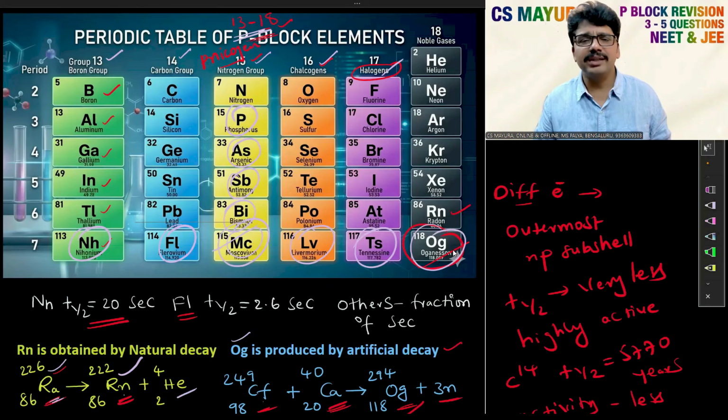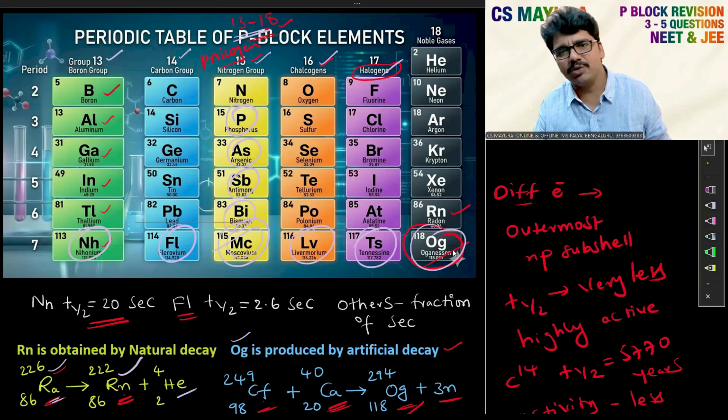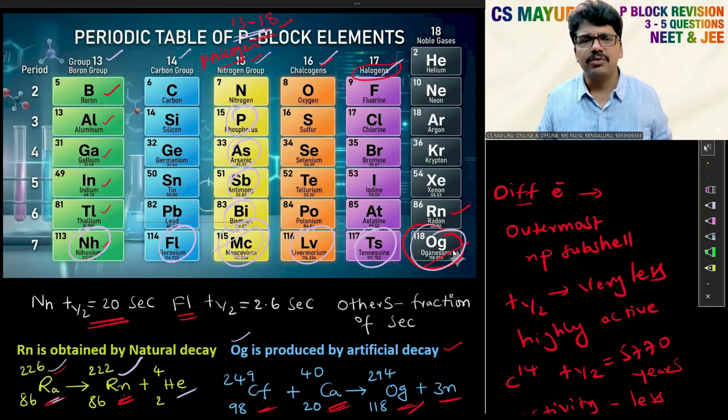But the elements whose half-life is very high, their activity is less. I mean, their radioactivity is very less, and they are harmless. They don't cause any harm. For example, carbon-14. Carbon-14 is a radioactive element. It emits radiation, but its half-life is what?